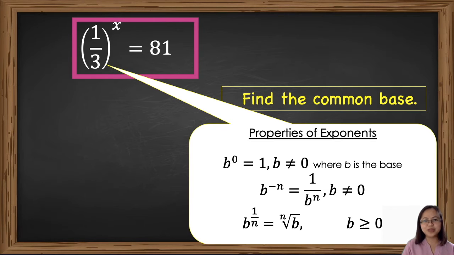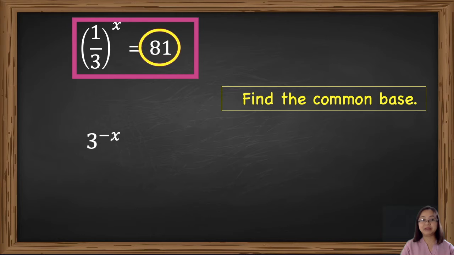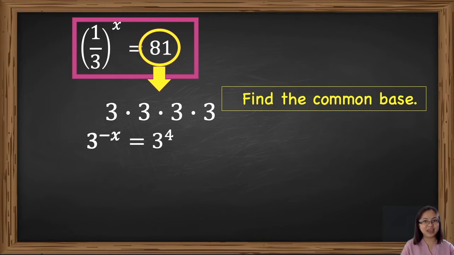So in this case, in 1/3 to the x, can we write it with a whole number as a base? Yes. We could use the law of integral exponents. So we could write 1/3 as 3 to the negative 1. So we have 3 to the negative x is equal to 81, which can be written also having a base of 3 because that is the same as 3 times 3 times 3 times 3. And we could write it as 3 to the 4th.